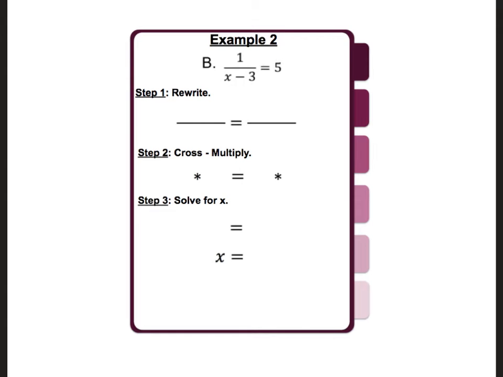Hello, in this video we're looking at 4.5 example 2. We're solving 1 divided by x minus 3 equals 5, and we are trying to figure out what our solution is. We're solving for x.